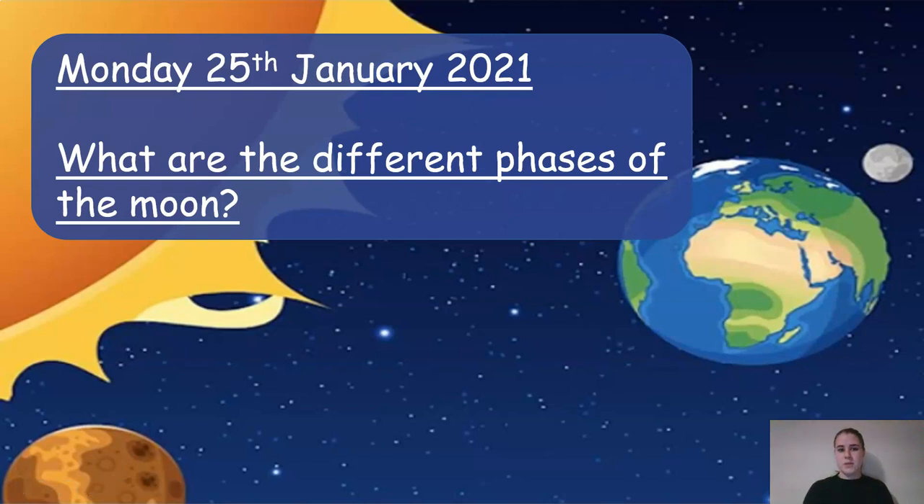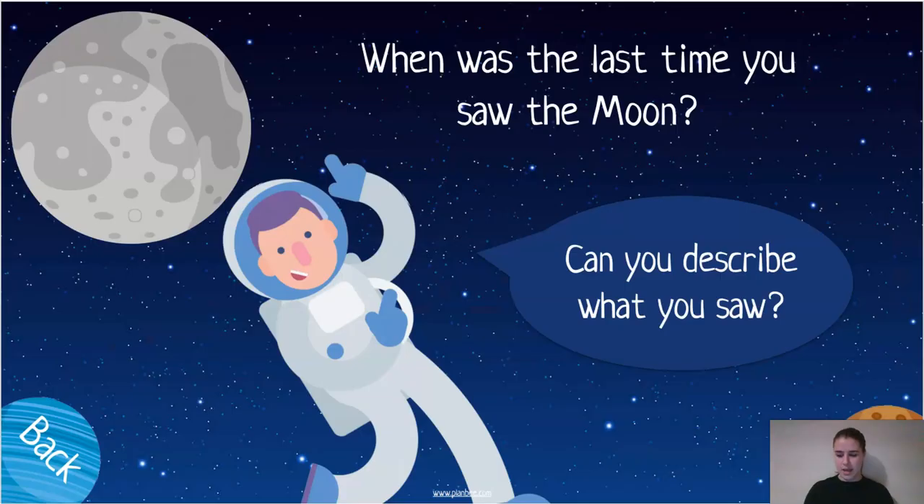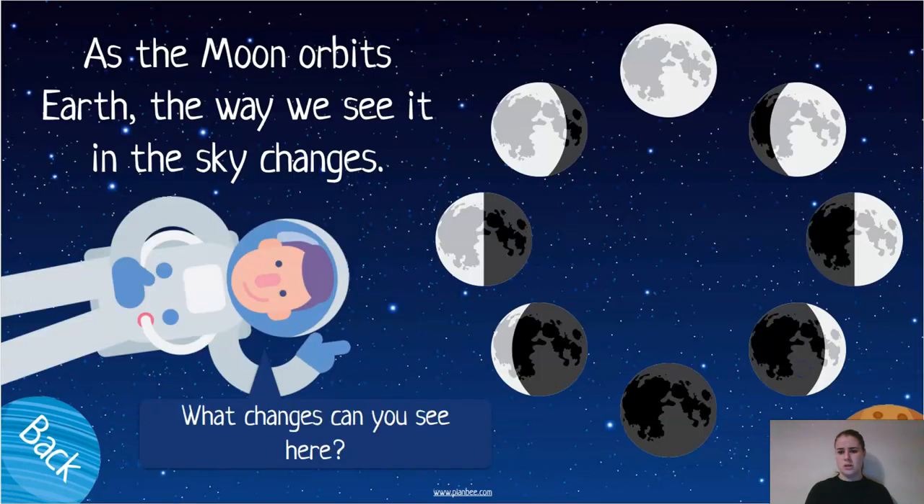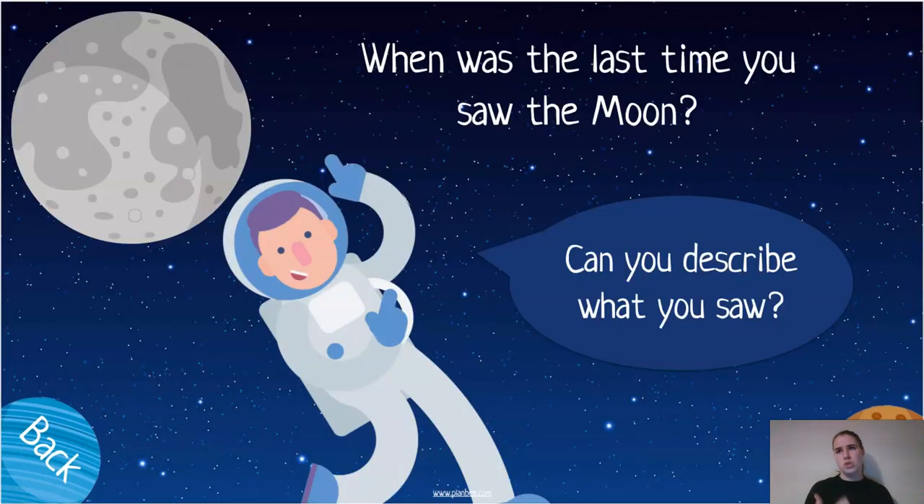Today we're going to be looking at what the different phases of the moon are. This might get a little bit complicated, because sometimes it's easier to do this at school where we can have lots of demonstrations. But we're going to go through it step by step and then you're going to have a go at one of the activities at the end. When was the last time you saw the moon? Pause the video. How would you have described what you could see?